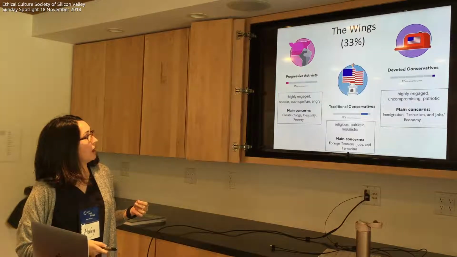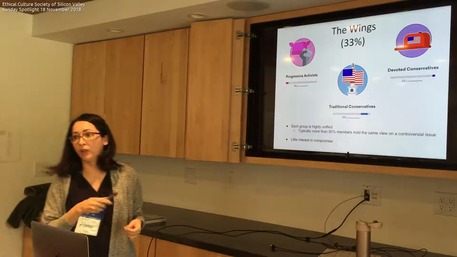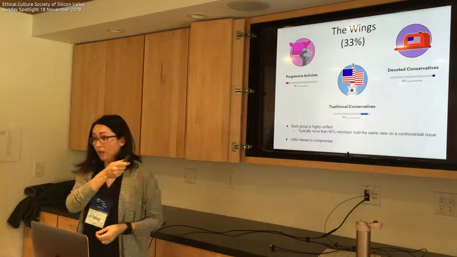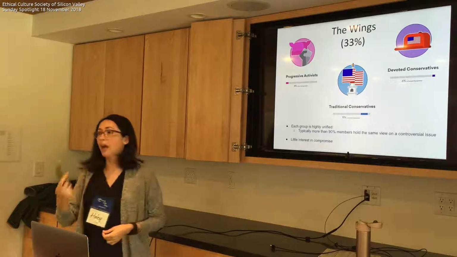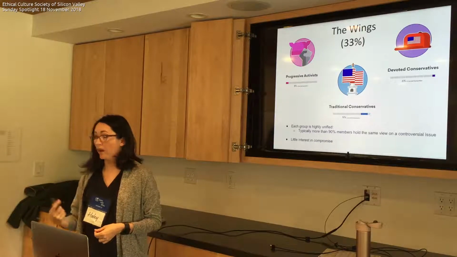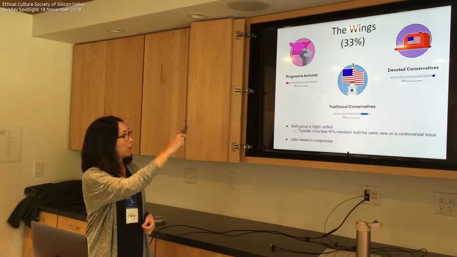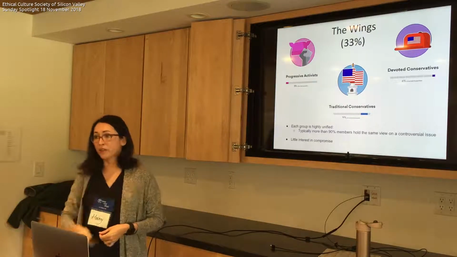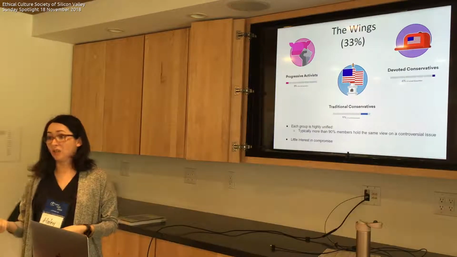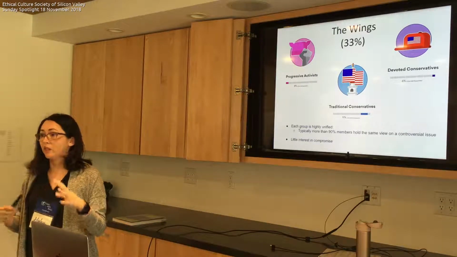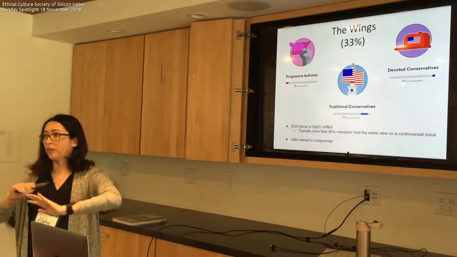And in fact, one of the key features of those on the wings, especially the progressive activists and the devoted conservatives, is that they tend to be highly unified within their group around their beliefs. In those two most extreme groups, they tend to agree with about 90% consistency or higher around certain issues, even if those are issues that are controversial within the larger population.